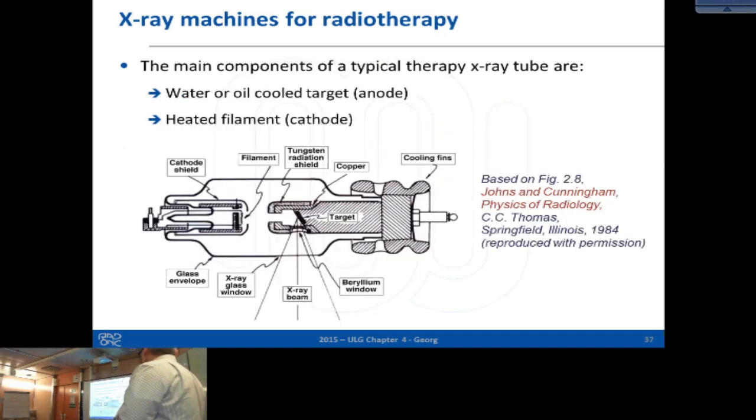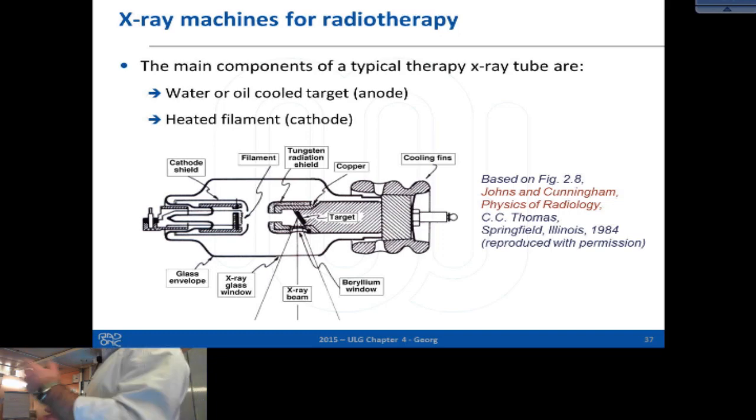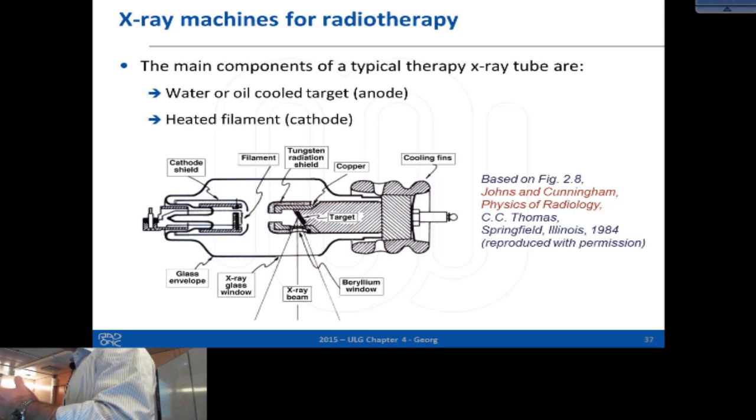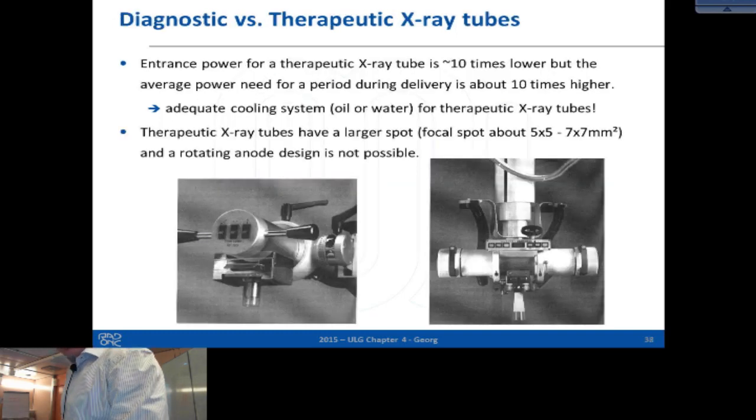X-ray tube, a kind of cut drawing, a big difference. We also discussed that already. In X-ray therapy we don't have a spinning target, we have a fixed target, and the focal spot size for these devices is much larger compared to diagnostic X-ray tubes, because we're not using that for imaging. We want a high output in a short time in order to get a fast treatment. So it's a different concept.